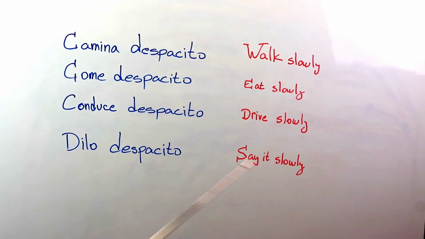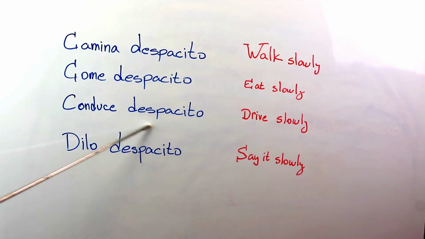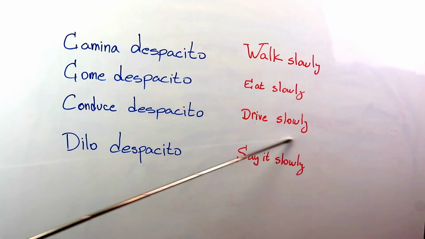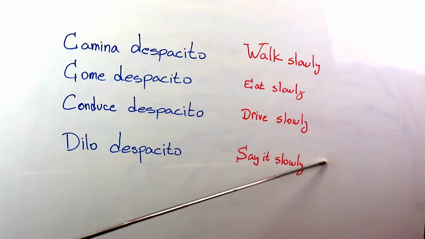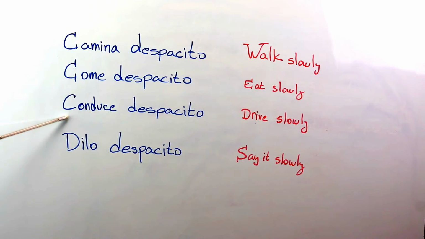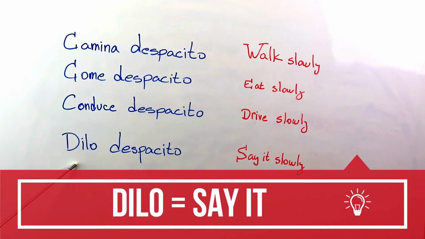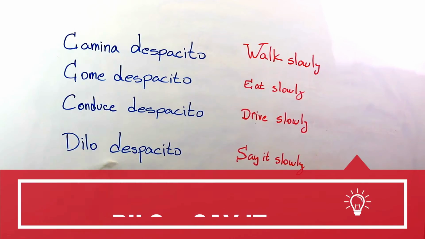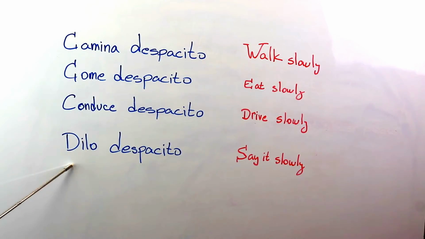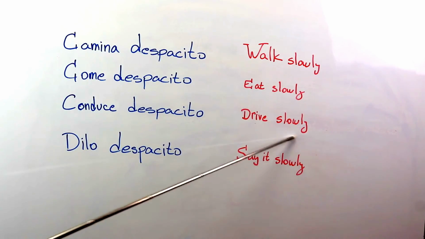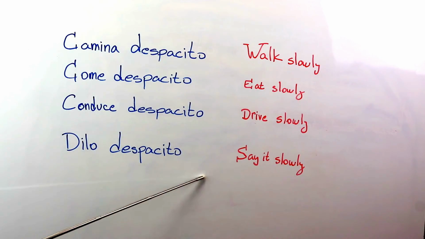And finally, the next example that we have in here is very useful, particularly for all of you learning to speak Spanish. Whenever you find a friend who speaks Spanish very fast and you get lost and you want to ask him, can you please slow down? Say it slowly. You would tell them, dilo, which means say it, dilo despacito. Say it slowly. Dilo, two syllables, dos sílabas, dilo despacito. Very important. I think it'd be a good idea for you to memorize all of them, but particularly this one. Dilo despacito.